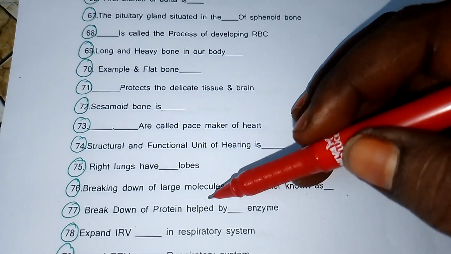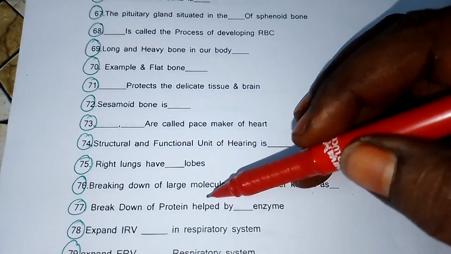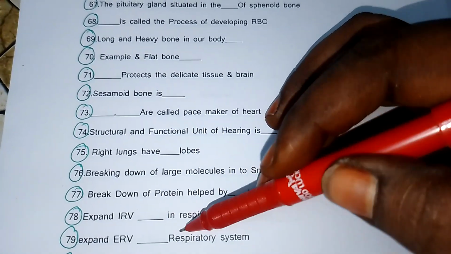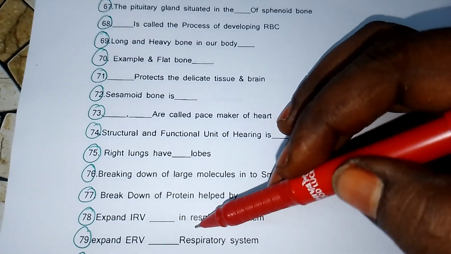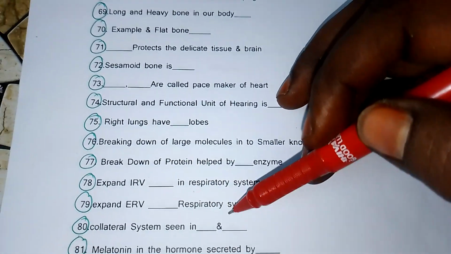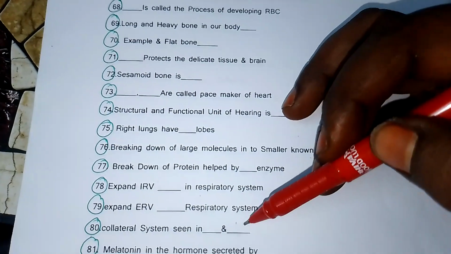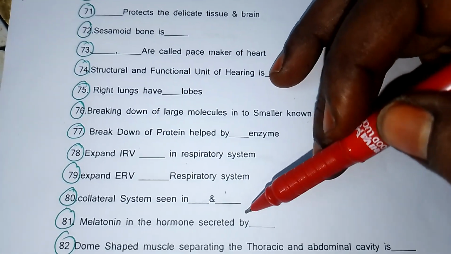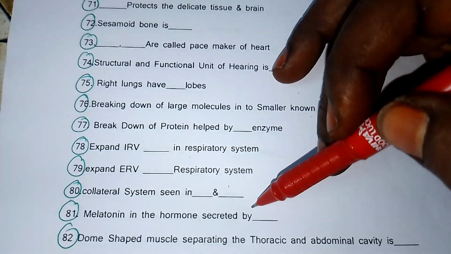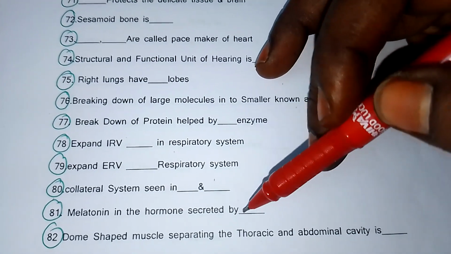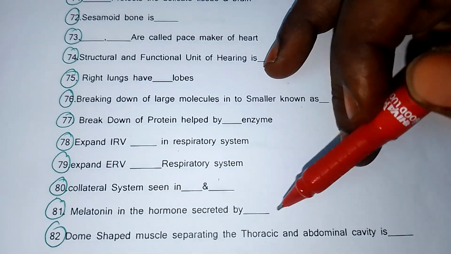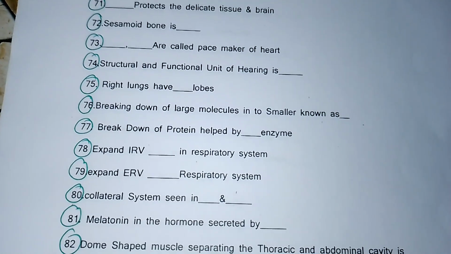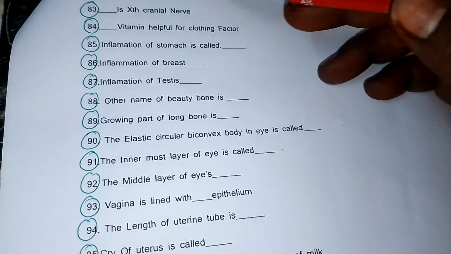Expand IRV. What is that called? Inspiratory reserve volume. What is called expand ERV? Expiratory reserve volume. Collateral circulation is seen in the brain and so on. Mention the hormone secreted by the pineal gland: melatonin. Dome-shaped muscle separating the thoracic and abdominal cavity is called the diaphragm. 10th cranial nerve is vagus nerve.